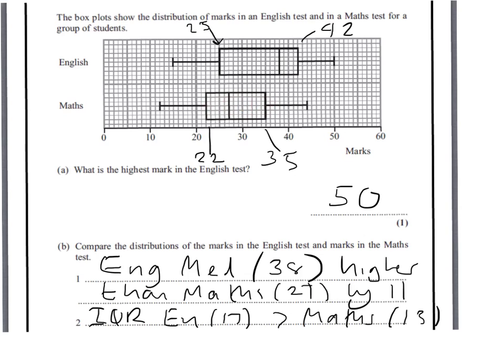So you can see I've marked the lower quartile here, so 25 to the upper quartile 42, that's a gap of 17. If we look down on maths interquartile range, where the lower quartile is 22, the upper quartile is 35, that's 13. So therefore, the interquartile range for English at 17 is greater than the interquartile range for maths at 13. And that should get you all the marks.